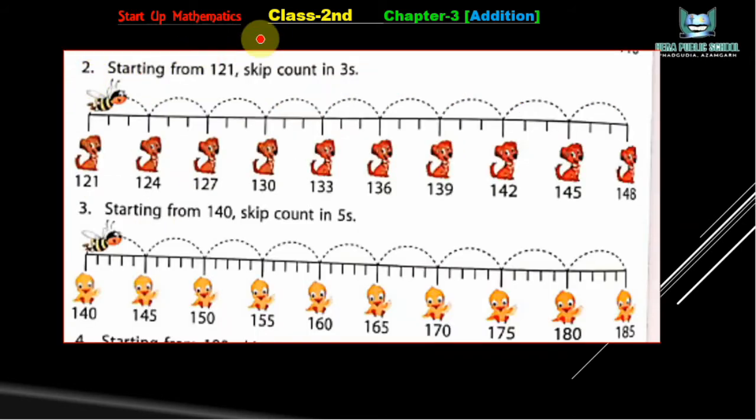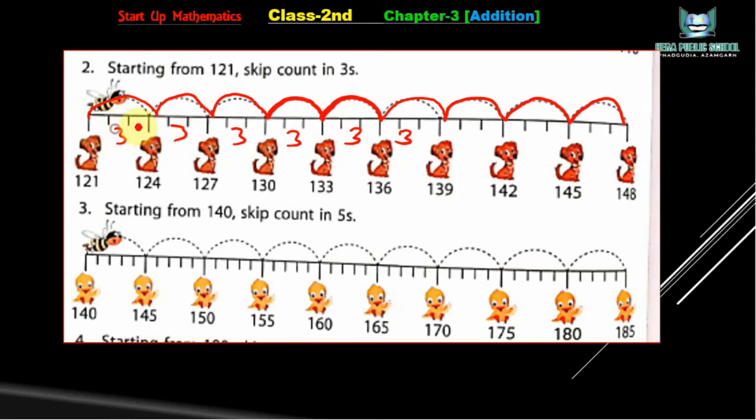Example second is starting from 121, skip count in 3s. So the difference between the first number and the second number will be 3. 121 plus 3, it will become 124. 124, 127, 130, 133, 136, 139, 142, 145 and 148. So the difference is 3. So this is called skip counting in 3s.